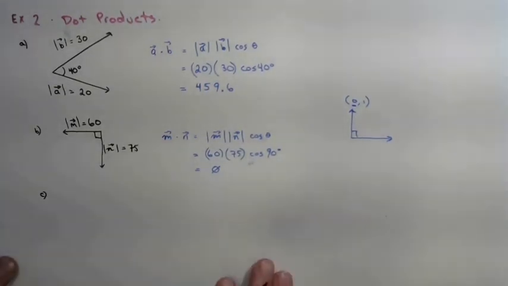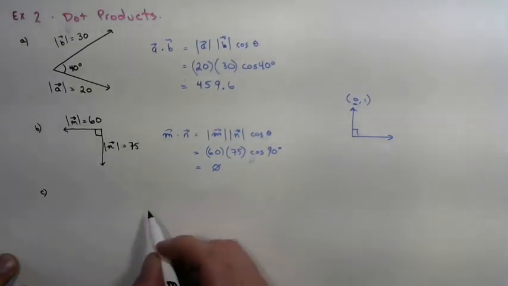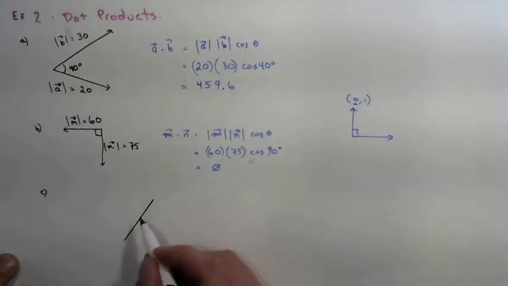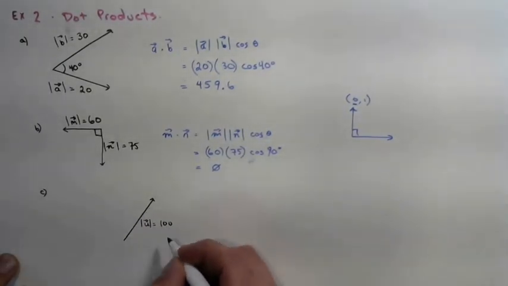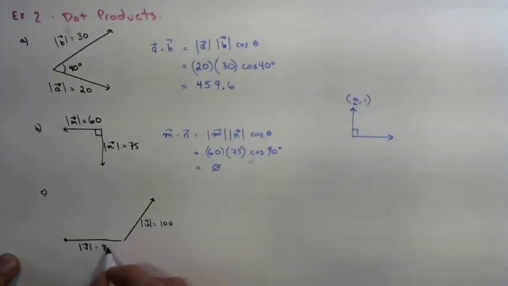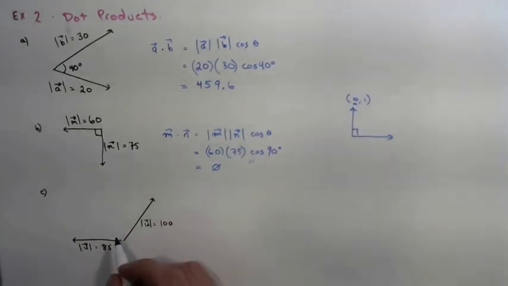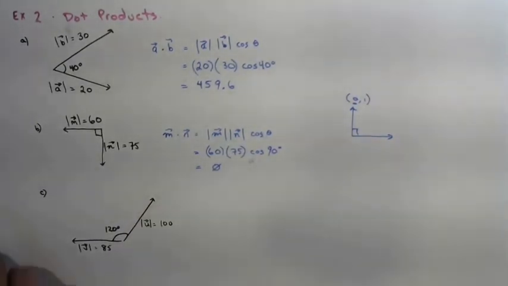In C, we have, again, another diagram. We have two vectors. We have the vector u, and we're told that the magnitude of u is 100. And then we have vector v. We're told that the vector v is a magnitude of 85. That's a bit long in my diagram, but there you go. And then we're told that the angle in between them is 120 degrees.